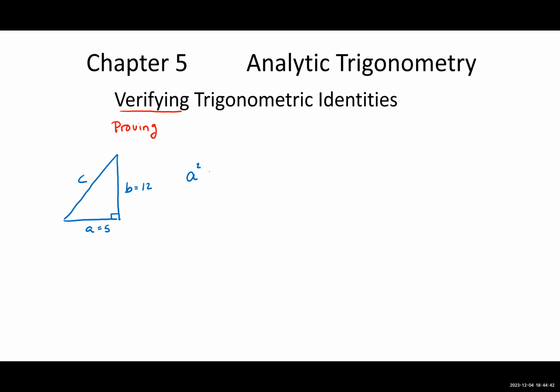A squared plus B squared is always equal to C squared, where A, B, and C are the lengths of the sides of a right triangle. C is the longest side, A and B are the other two sides. A squared plus B squared always equals C squared. So we could solve this, right? Plug in some numbers, 5 squared plus 12 squared is equal to C squared, and so on. We could solve from here, right?